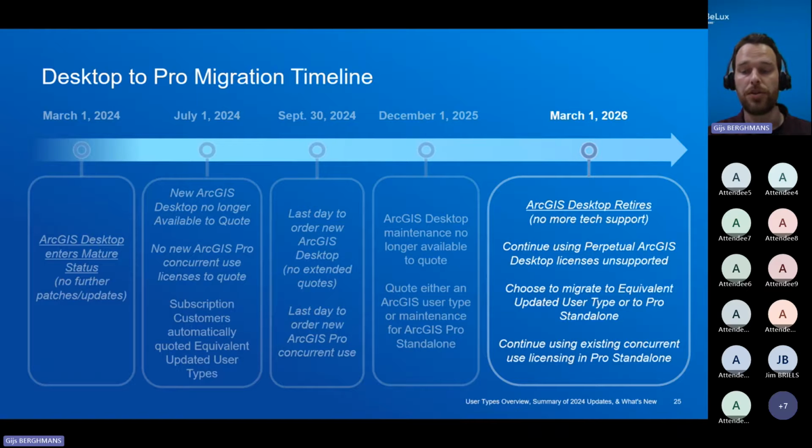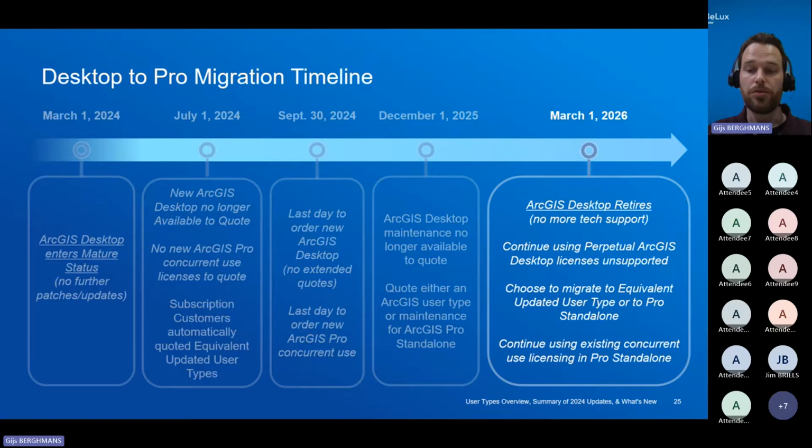Customers who have a perpetual ArcGIS Desktop license will still be able to use it, but keep in mind that it will not be supported. Therefore, we really would recommend customers to migrate either to the equivalent updated user type or to an ArcGIS Pro standalone.